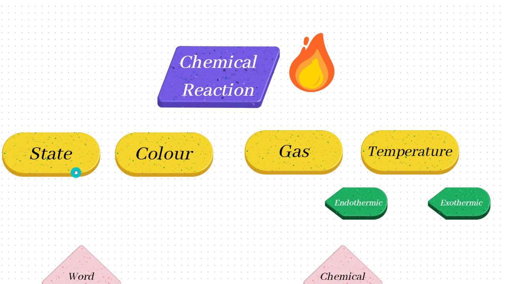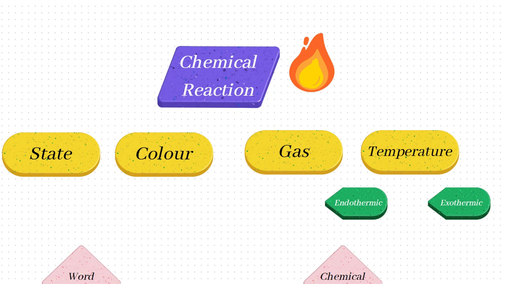The first, as given, is a change in state. When we keep an ice cube at room temperature, we'll be able to see that it melts. That is a change in state. That is a chemical reaction. Next is change in color. In chemical reactions, we can observe change in color. These are not about every reaction, but these are among the changes that can be observed. It can be either change in state or change in color. Any one of these will be surely visible.